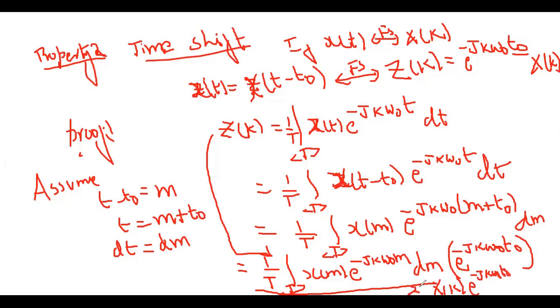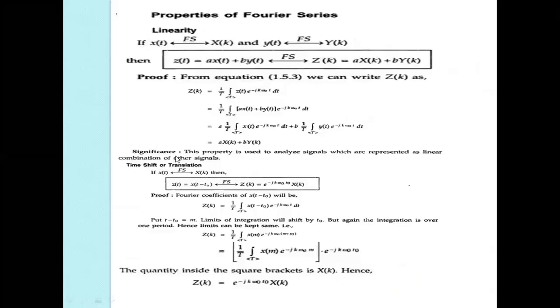So z of k is equal to, it is multiplied with e power minus j k omega naught t naught into x of k. Understood, my students? So for the time shift property, z of k is equal to e power minus j k omega naught t naught into x of k.